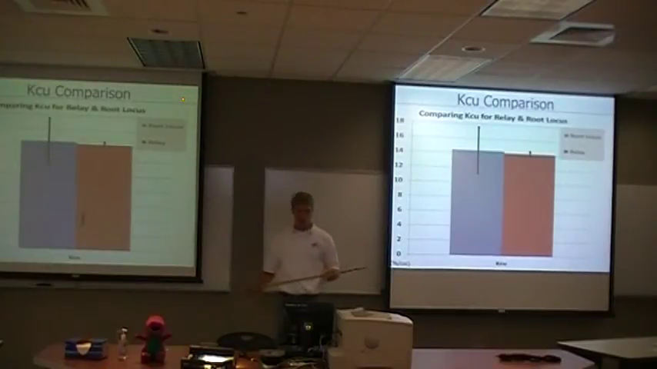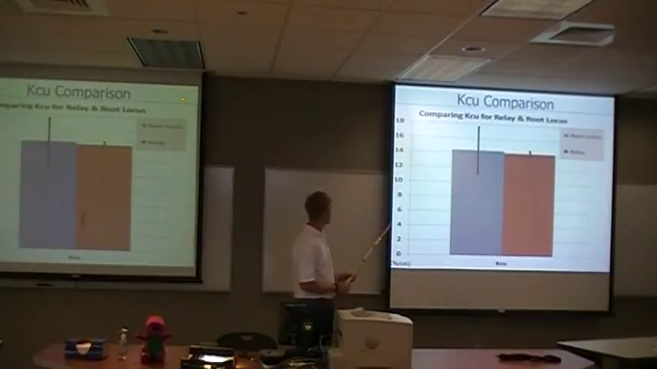The KCU comparison between the root locus and the relay matches up fairly well, roughly around 14.5% per centimeter.